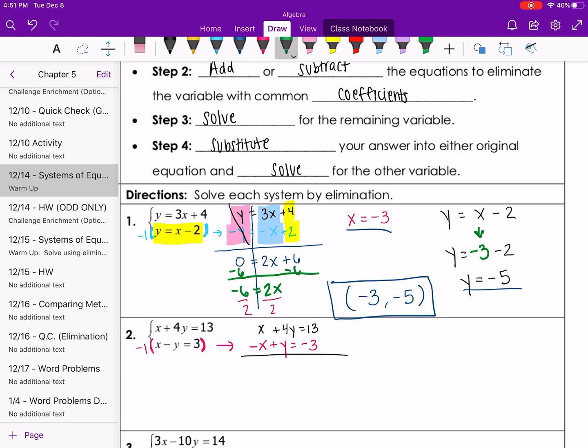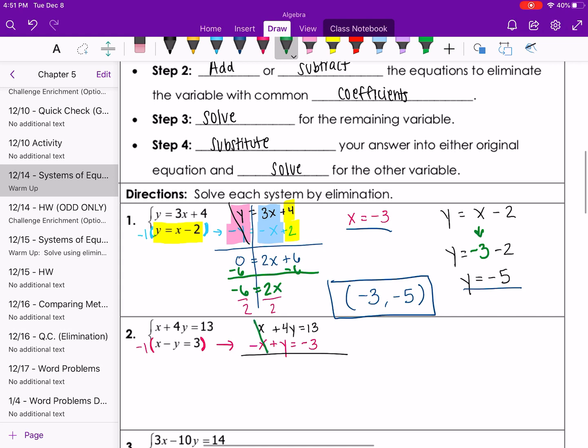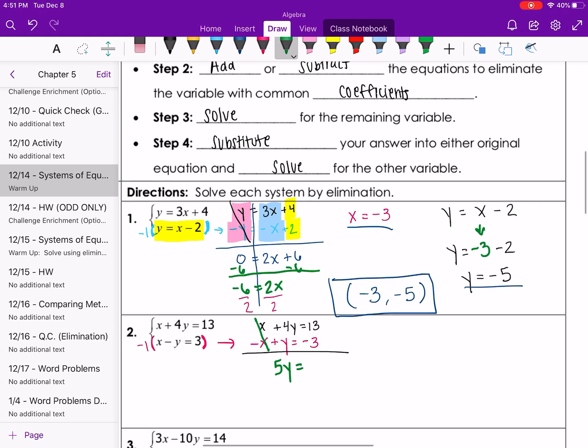So my x terms are eliminated. 4y and another y would give me 5y. That equal sign stays there, and then 13 minus 3 is 10. We can see how easy this is after we do it a couple of times. We're like, oh shoot, y is just 2. That was super easy. That only took a couple of steps.